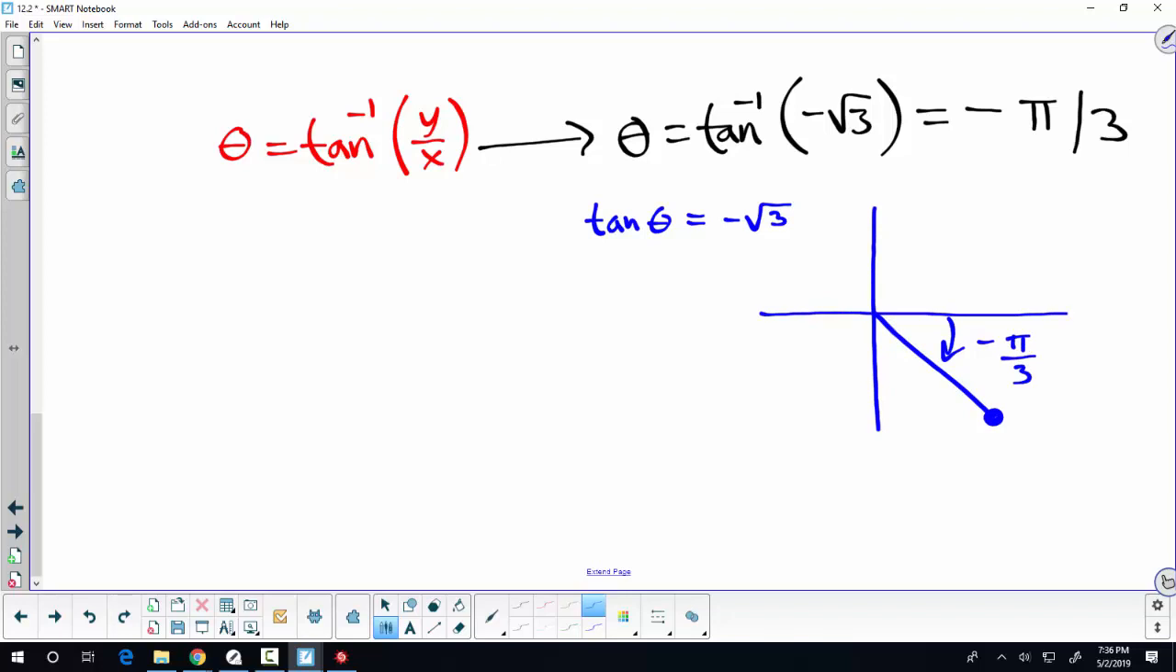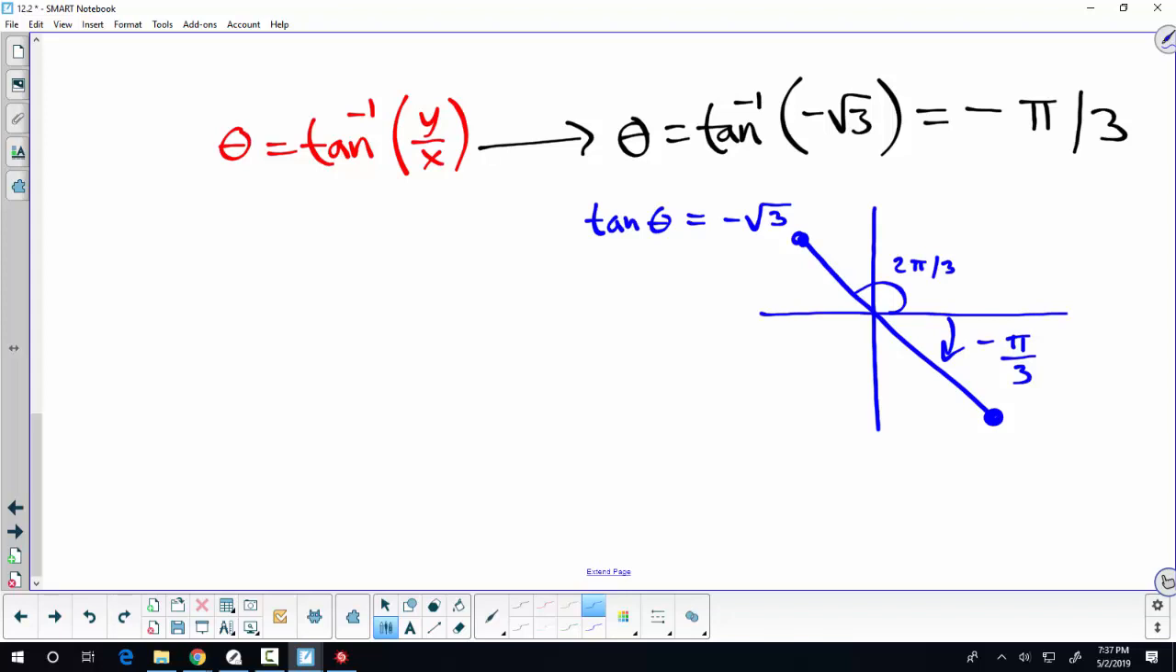But in actuality, what else works? Yeah, 2 pi over 3 also works. Because if tangent's negative, sine and cosine are opposite in sign, right? So here, sine and cosine, positive, negative; sine, cosine, positive, negative. Here, positive, here, positive.